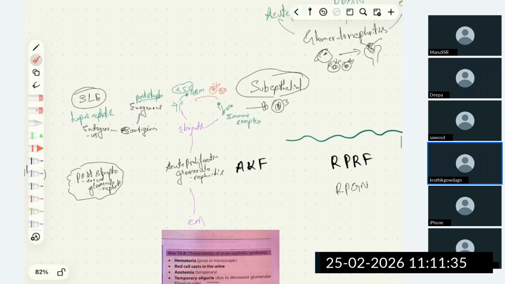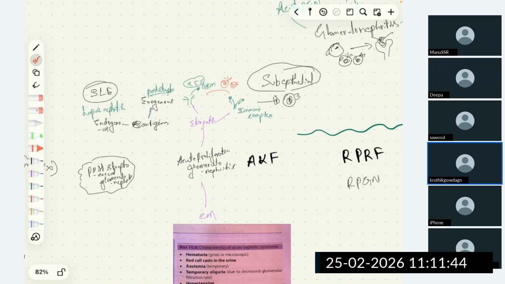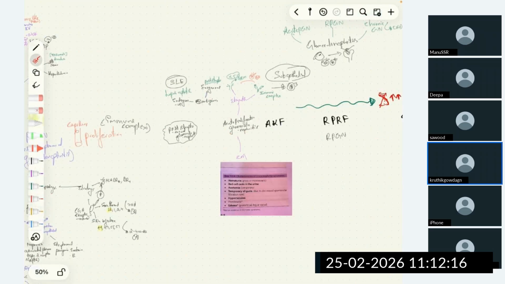So let me summarize the etiopathogenesis of acute proliferative glomerulonephritis. It is most commonly due to deposition of immune complex, followed by direct antibody binding to the glomerular basement membrane. The antigens which cause the development of antibodies can be endogenous and exogenous. The exogenous antigen is the streptococcal, where we see the manifestation as post-streptococcal glomerulonephritis. The endogenous antigen example is lupus nephritis, which is seen secondary to SLE. So this is about acute proliferative glomerulonephritis etiopathogenesis.